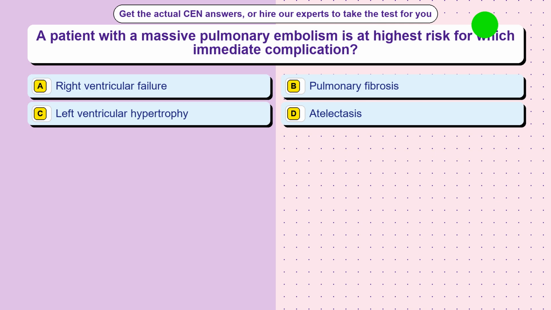Question 65. A patient with a massive pulmonary embolism is at highest risk for which immediate complication? Option A, right ventricular failure. Option B, pulmonary fibrosis. Option C, left ventricular hypertrophy. Option D, atelectasis.